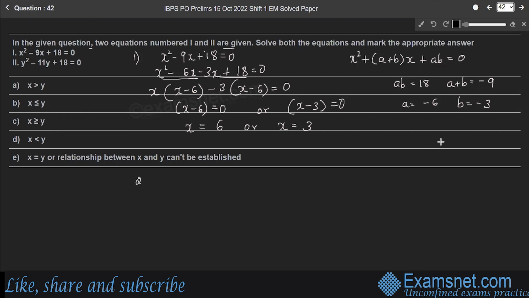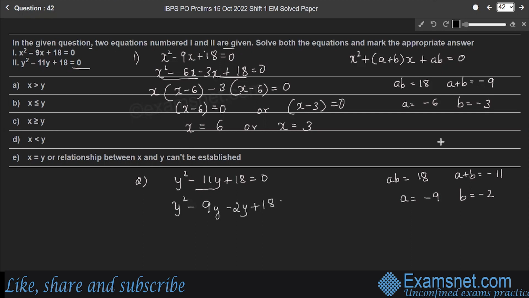Now find the value of y. So by considering the second equation, y square minus 11y plus 18 is equal to 0. Again a quadratic equation. So we have to find the value of y by splitting the middle term, which is minus 11y. Here ab is 18, a plus b is minus 11. Therefore, a is equal to minus 9, b is equal to minus 2. So that a plus b becomes minus 11. Right? So, y square minus 11y can be written as minus 9y minus 2y plus 18 is equal to 0.